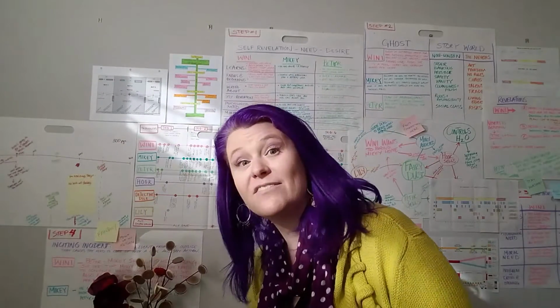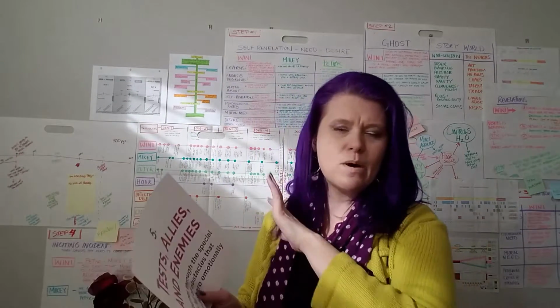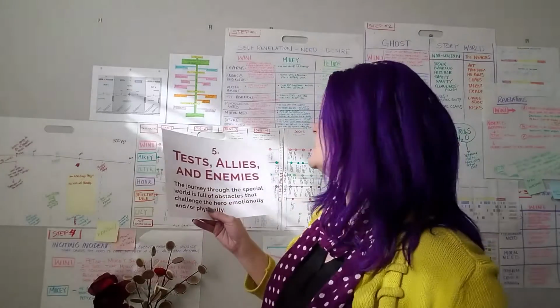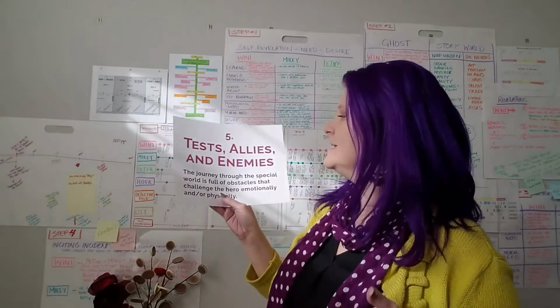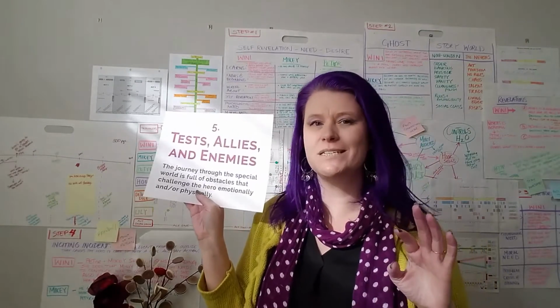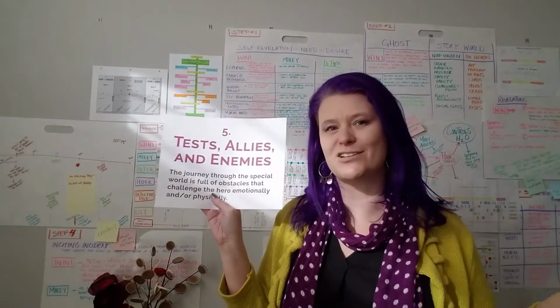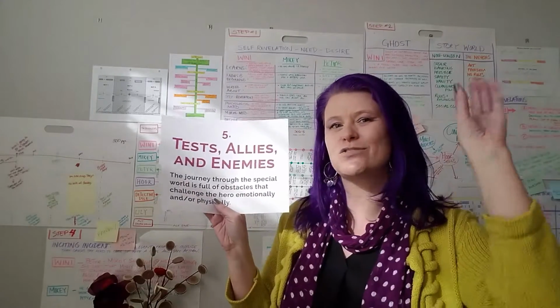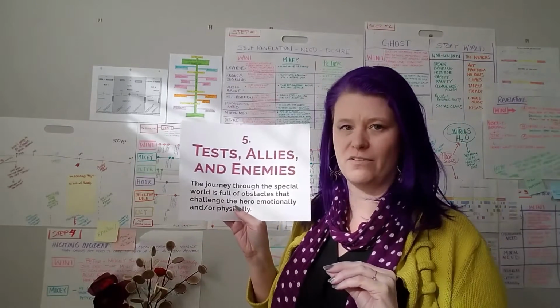Now this is the beginning of Act 2, this next sequence. It's several beats within a sequence, which is number 5, called Tests, Allies, and Enemies. And when you're watching a film, this is kind of like that fun and games section that you're going to have snippets from when you see the preview for a film.